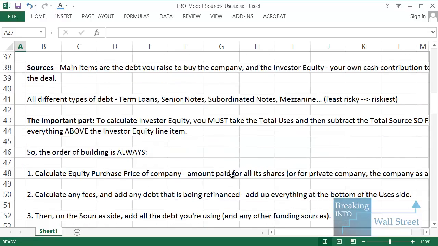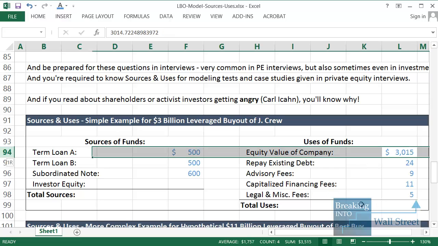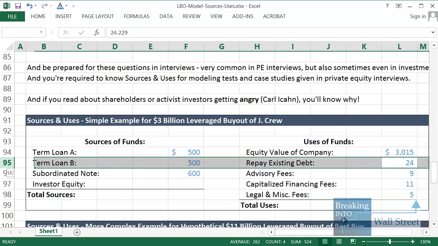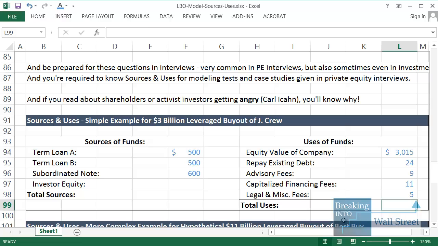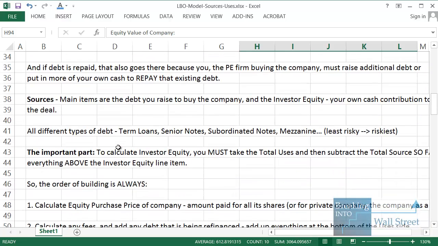Now let's go down and take a look at the uses schedule for J.Crew, using this as an example. So the equity purchase price here was around $3 billion. Then we have around $25 million of fees. And then the third major category, they had about $24 million of debt, so we're assuming it gets repaid. So we can add up our uses of funds down here. And really, those are the main categories. Even in more complex schedules, they're usually just variations of these and different categories within these.